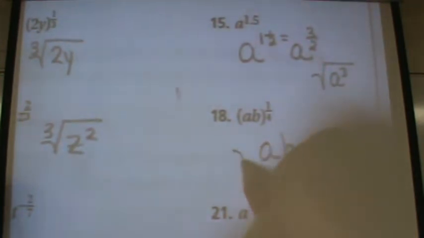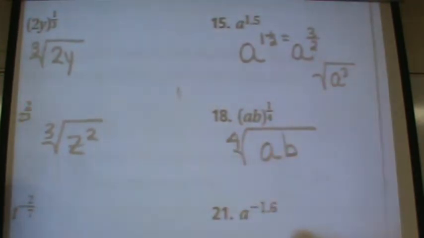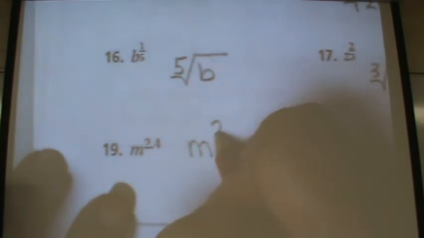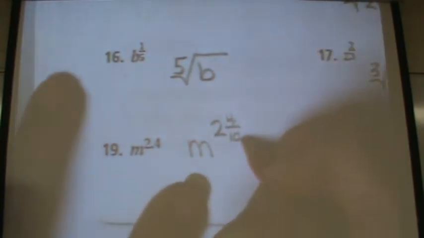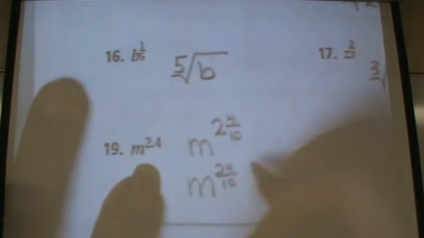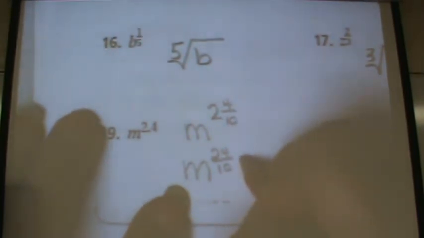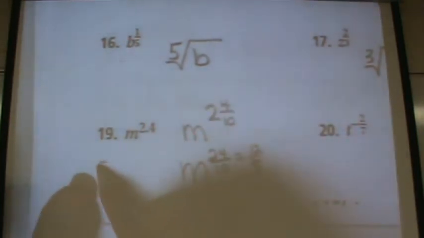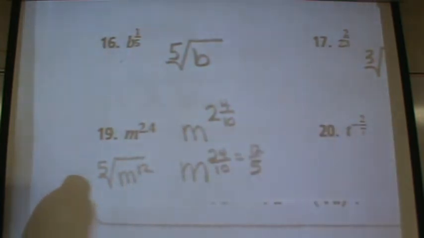a, b, and then the whole thing is to the 4th root. I believe that says 2.4. So 2 and 4 tenths, which is 24 tenths. And you could even reduce this by 2. You get 12 fifths. Yeah, neither way. So this would be the 5th root of m to the 12th power.